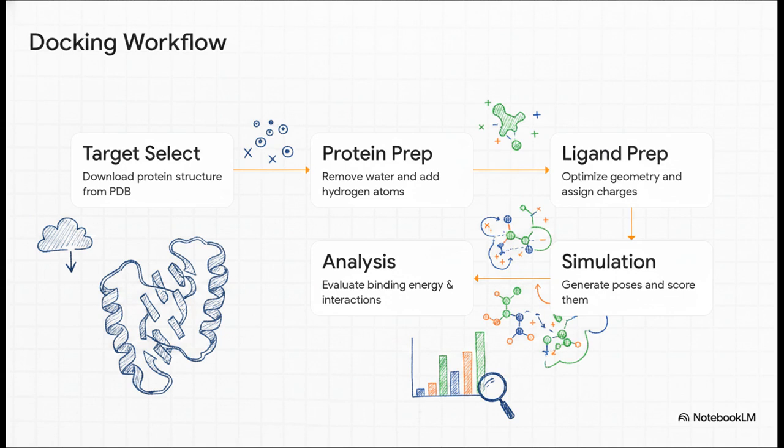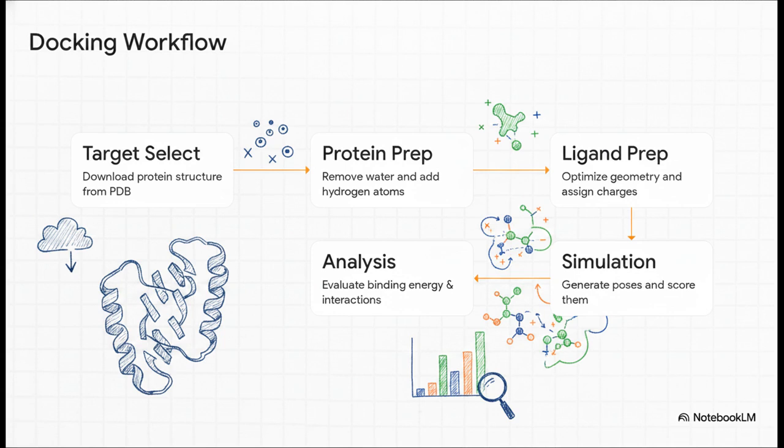You can't just use the raw file. You have to remove unnecessary water molecules, correct missing residues, and add hydrogen atoms to optimize the whole structure. Step 3 is ligand preparation, which means optimizing its geometry and assigning atomic charges so the computer actually understands its chemical nature. Then we hit Step 4, the docking simulation itself, where the software generates multiple binding poses and scores them.